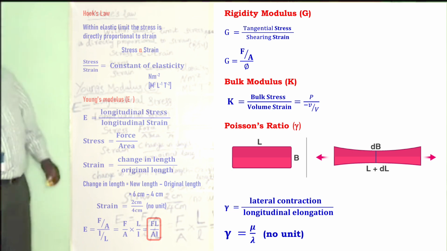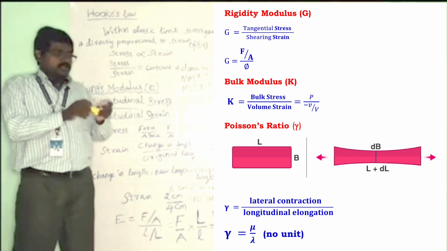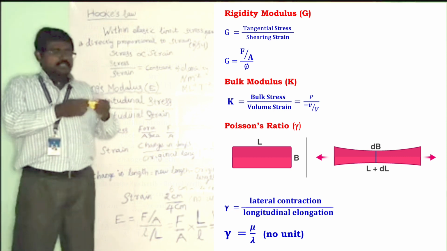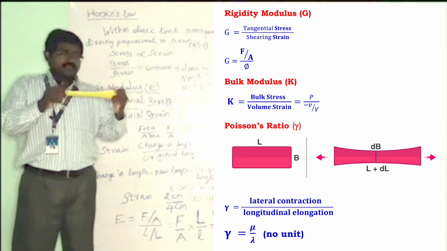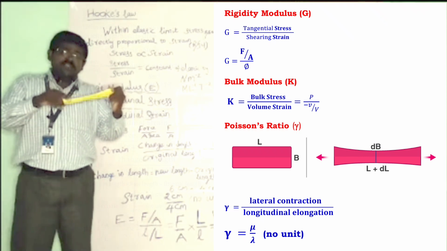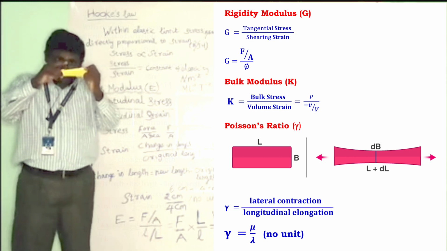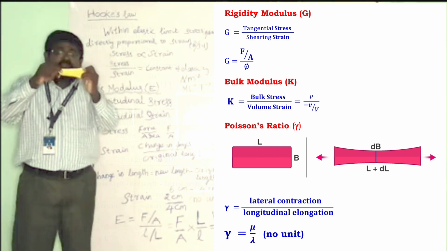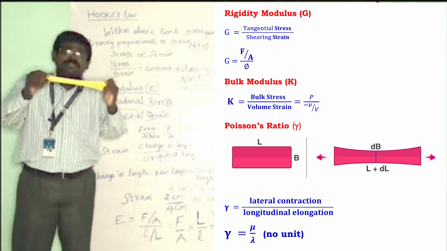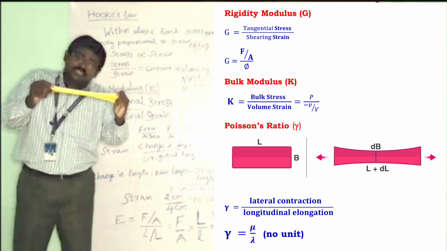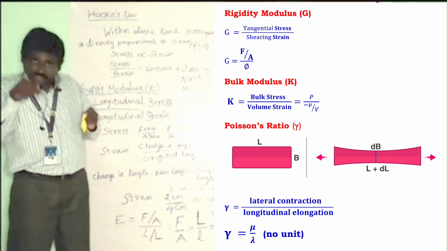You may have noticed this one. I apply stress to this one. Here the length is increased. But did you notice that the width is decreased? Yes. The width is decreased. See, look at the width. This is the width. Whenever I apply stress, as long as the length increases, the width also decreases. So we have two changes. Length increased and the width decreased.